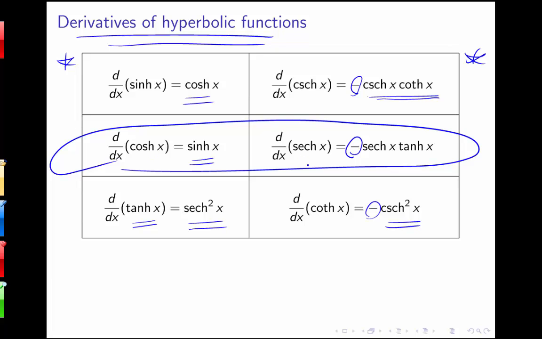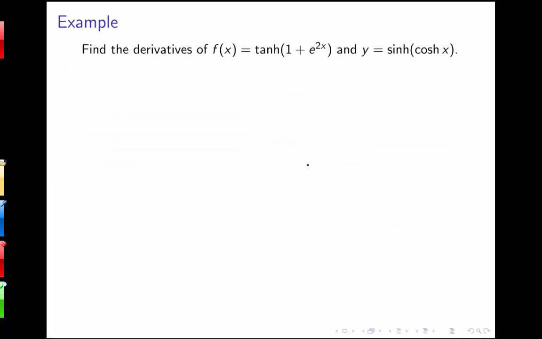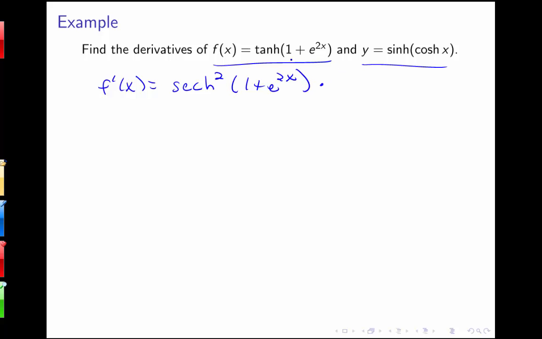So we just want to look at one example where we practice using these derivative rules. So here I want to find the derivatives of these two different functions. For the first one, I'm looking at the derivative of hyperbolic tangent of 1 plus e to the 2x. So I need to take the derivative of hyperbolic tangent, which is hyperbolic secant squared, so I've got sech squared of my inside function. And then I have to multiply it times my derivative of 1 plus e to the 2x, which would just be 2e to the 2x. And so that would be my derivative of f using the chain rule.